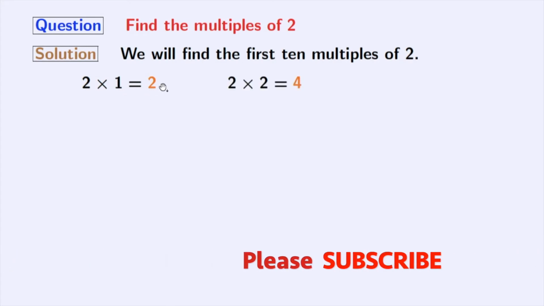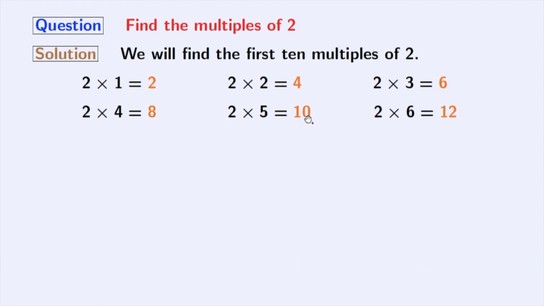And if we multiply 2 with 2, we get 4. Multiplying 2 with 3, we get 6. We will get 8 if we multiply 2 with 4. Multiplication of 2 and 5 gives us 10. If we multiply 2 with 6, we get 12.